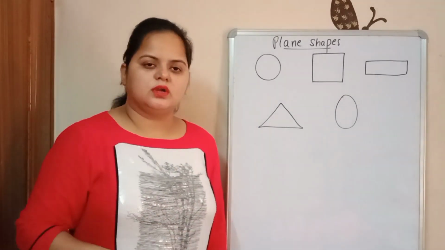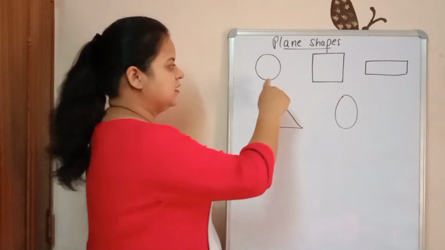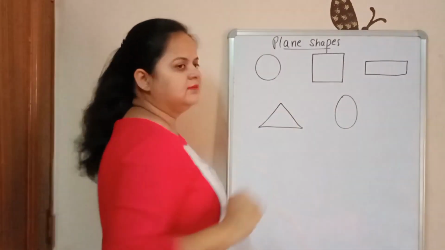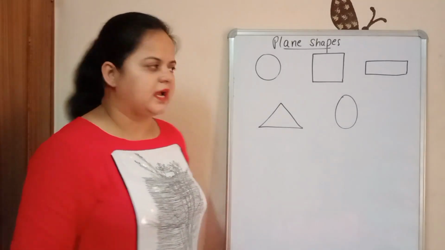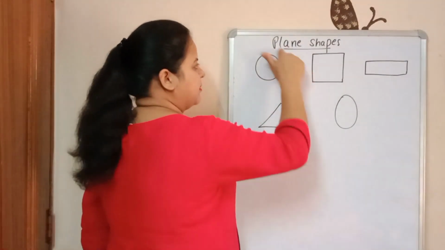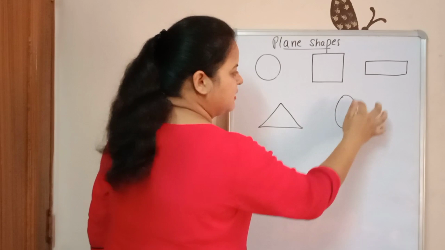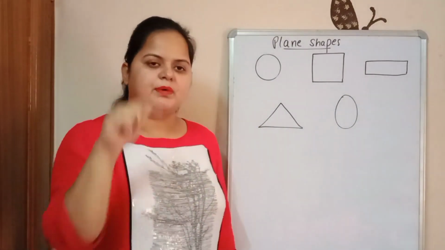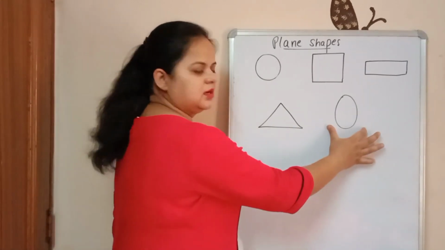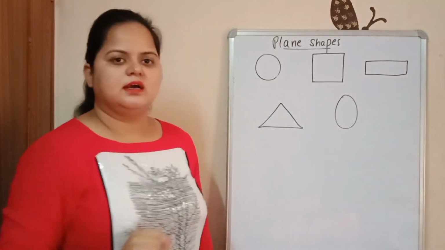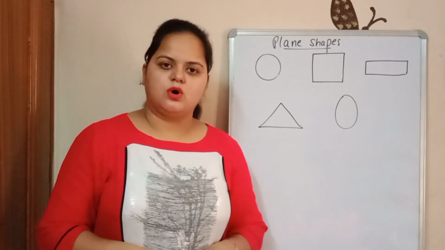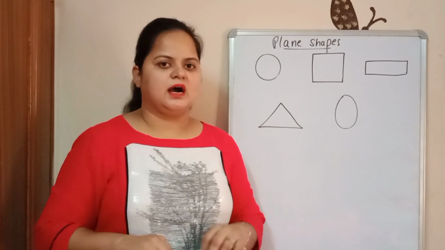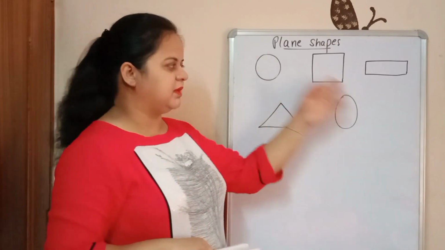An oval has no corner and no side, like a circle. Yes, both these shapes have no corner and no side, but a circle is properly round in shape and an oval is not a proper circle. This is not properly round. This is called an oval and this is a circle, and both have no corner and no side. Okay, I hope you all understand about plane shapes.